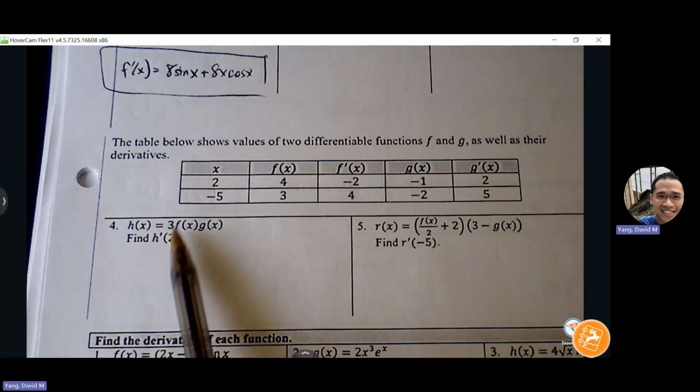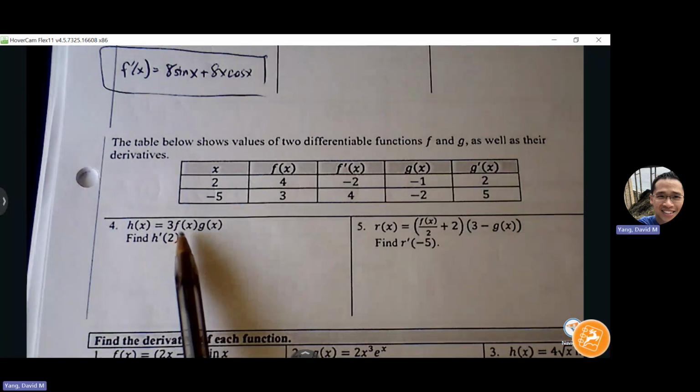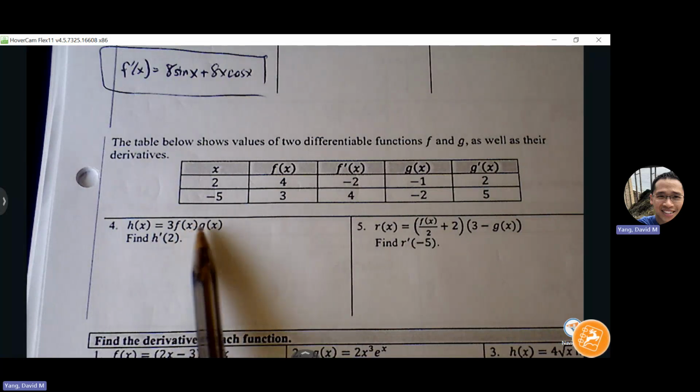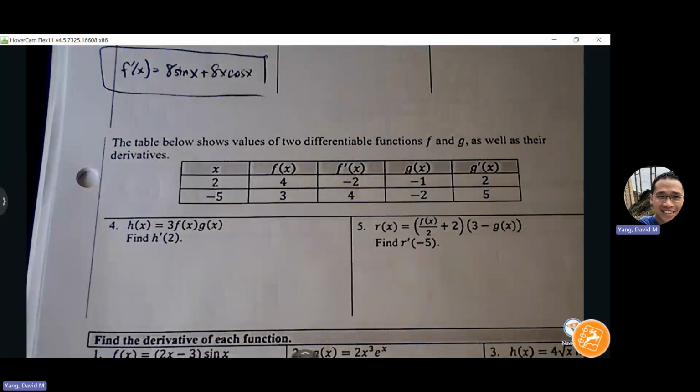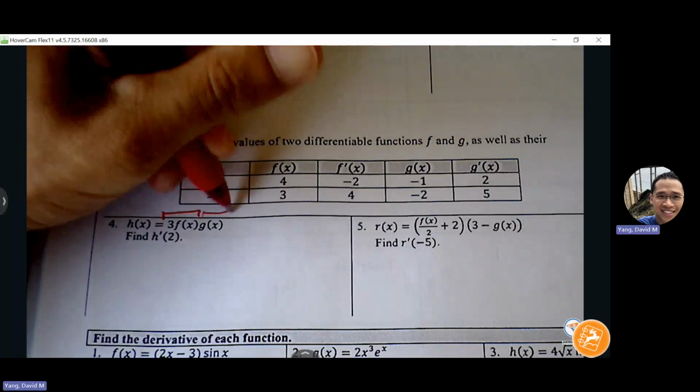h is defined as 3 f of x g of x, find h prime of 2. This is a 2-step process. We have to find h prime of x before we can find h prime of 2. So we can tell that the relationship between f and g is a multiplication relationship. Because of that, if I want to find the derivative, I have to go through product rule. So I'm going to go ahead and just assign my f and g.